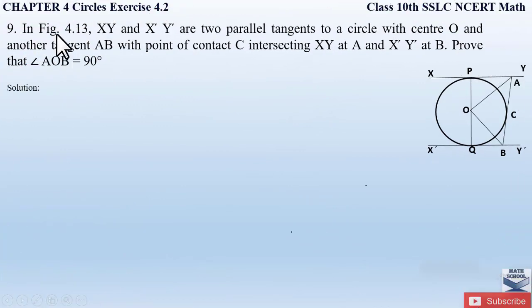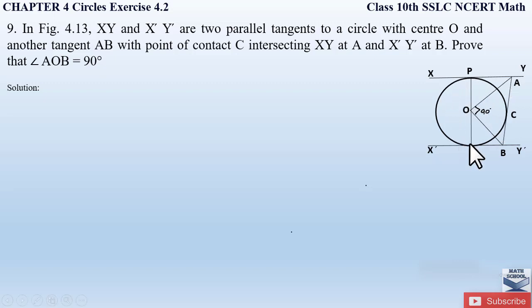Question number 9 from exercise 4.2, chapter 4 circles. In the given figure, XY and X'Y' are two parallel tangents to a circle with center O and another tangent AB with point of contact C intersecting XY at A and X'Y' at B. Prove that angle AOB is equal to 90 degrees. So here we have to prove that this angle AOB is equal to 90 degrees.